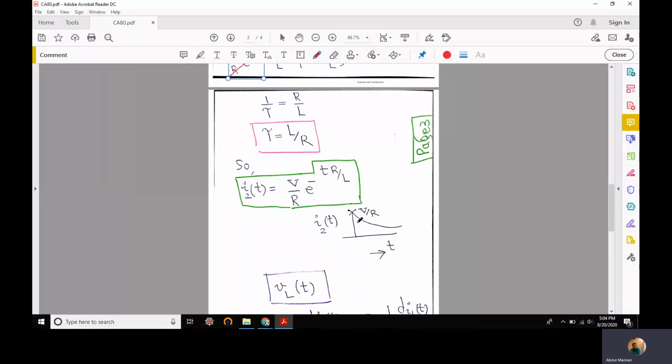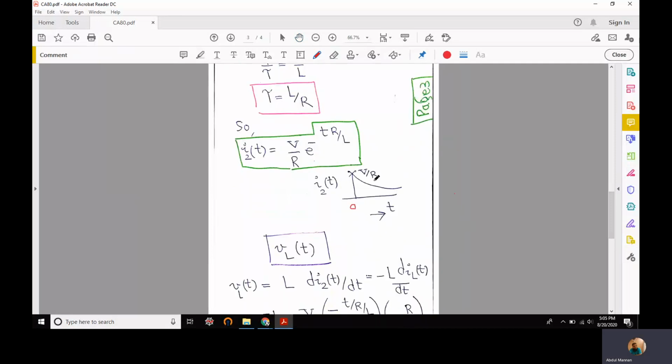And if you plot it, it is plotted like this. It's a decreasing exponential having a value V over R at time t equals 0. At time t equals 0, this is V over R, and then as time increases, the value decreases and becomes 0 as the time approaches infinity.